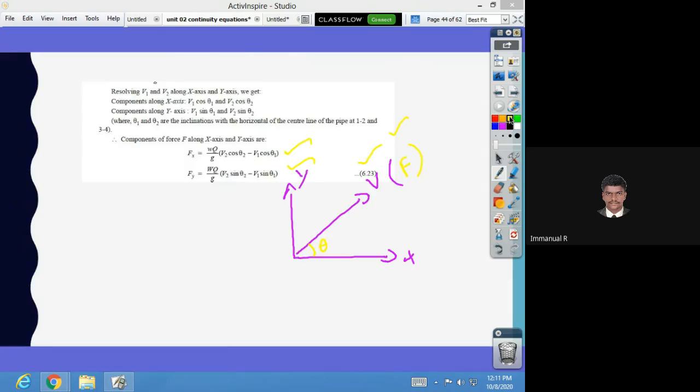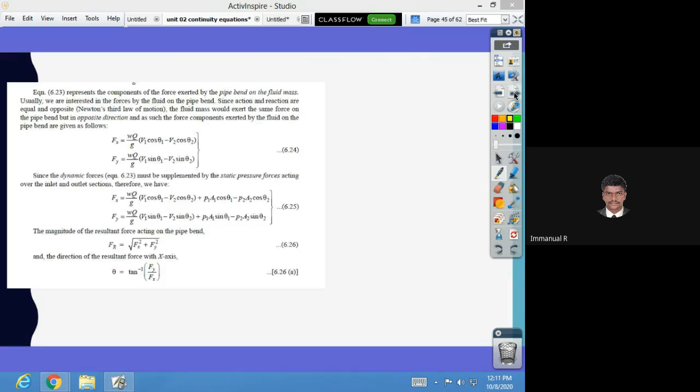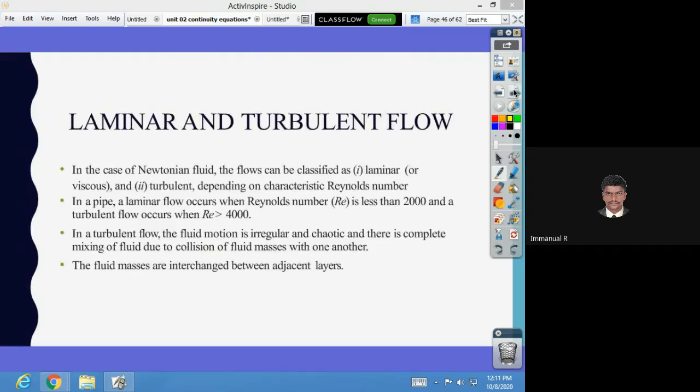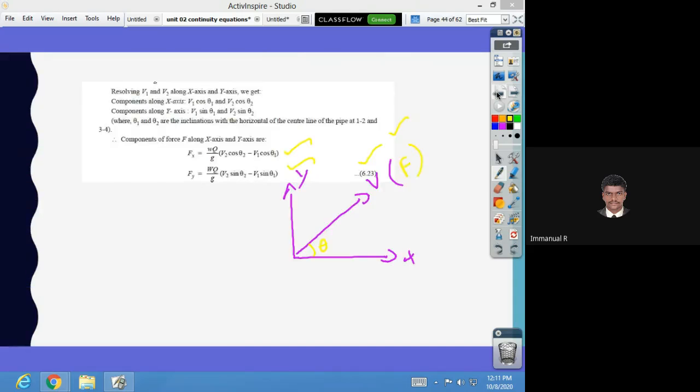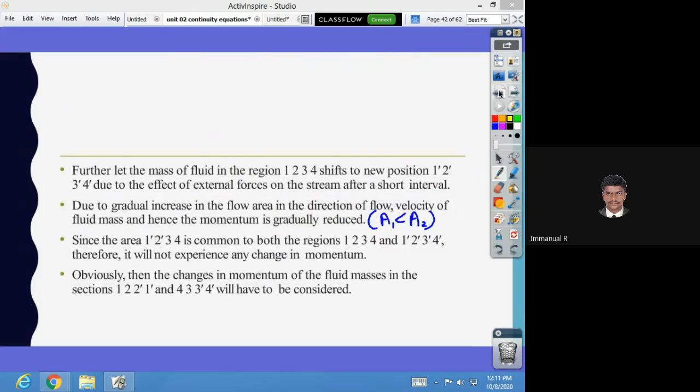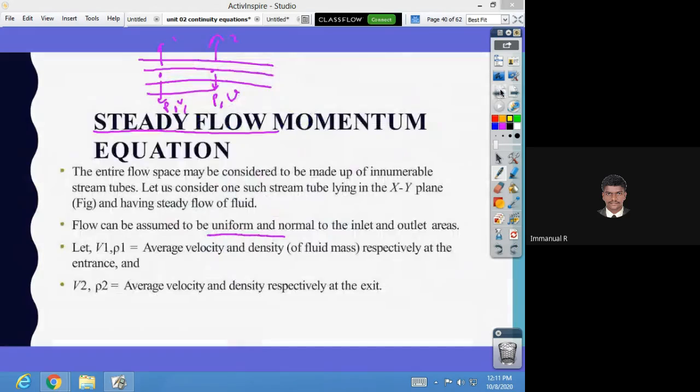So for the final resultant force, this is the Fx and then Fy. From engineering mechanics we know that the resultant force will be equal to the square root of Fx square plus Fy square. So for the resultant force angle, theta equals tan inverse of Fy by Fx. These things you will study in engineering mechanics. Okay, so that's all about the momentum equation. This is a very simple equation. You just have to be clear on this one.